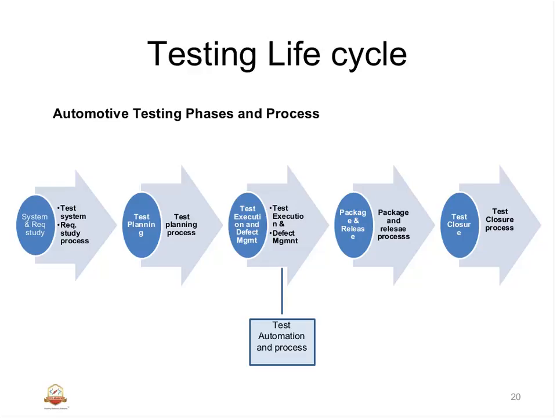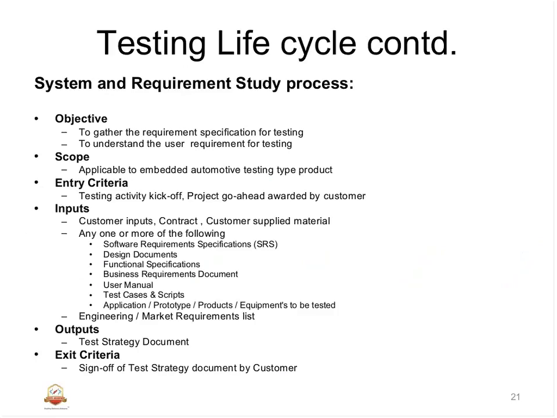Okay, each one we will take up. The first one is the system and requirement study process. As I said earlier, we need to have objective, scope, entry, exit, and between entry and exit we will identify inputs and outputs. For the system and requirement study process, what are those? Objective: to gather the requirement specification for testing, to understand the user requirement for testing. I guess it is a straightforward, simpler one. We will gather the requirements of the system under test, and we will understand or analyze the requirement.